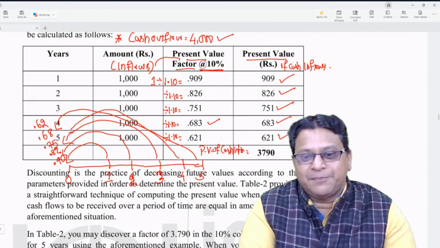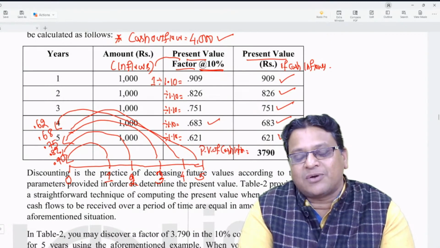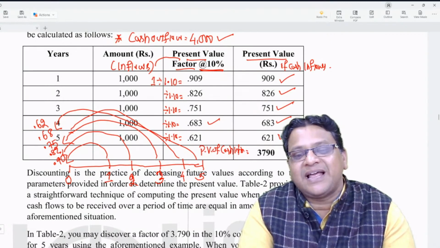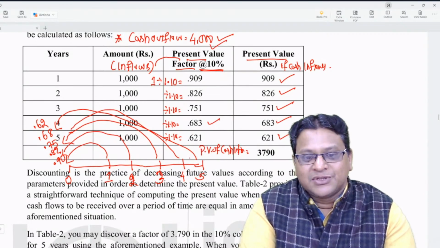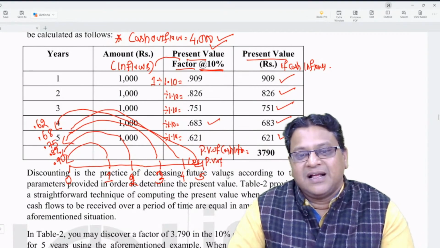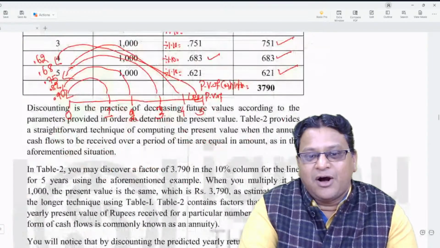That means if you do this project in today's terms, we will get 3790. But we have to pay 4000 today. So, less present value of cash outflow.